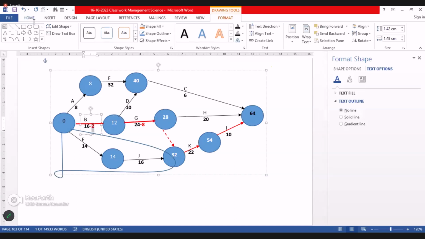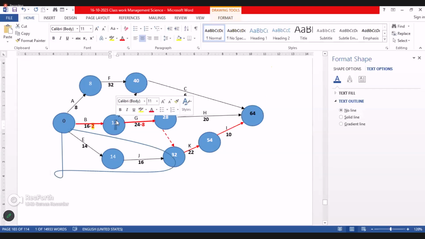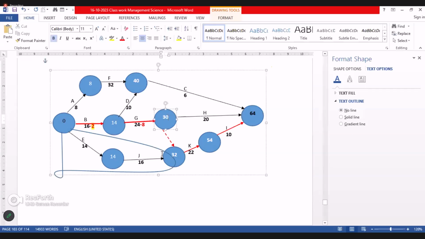So if you put the 2 days here, it becomes 14, right? Here 16, 14 plus 16 is 30. This matches with this one. Here 30, here also 14 plus 16, 30. Here 22, 52. Here 10, finally it becomes 52 plus 10, 62. Right? That is the important point you have to understand.